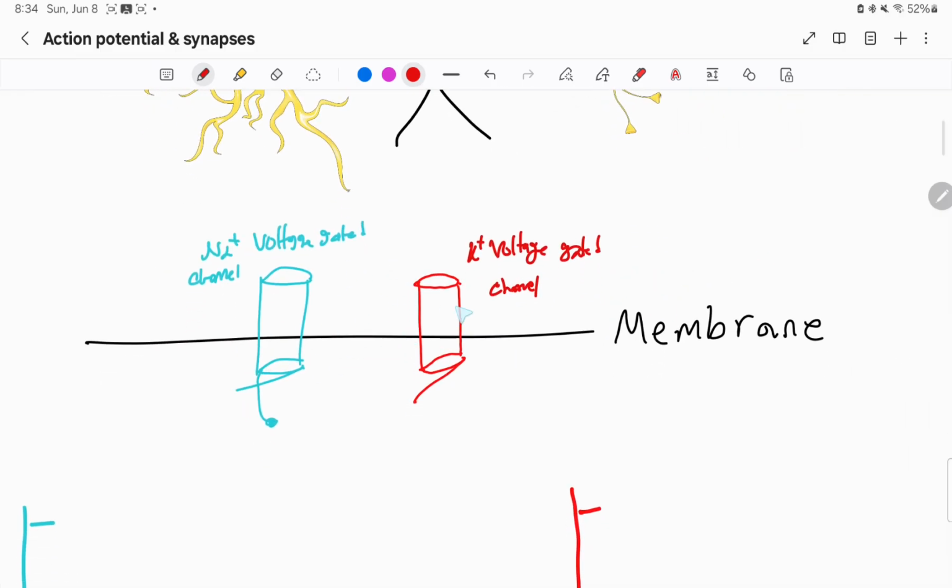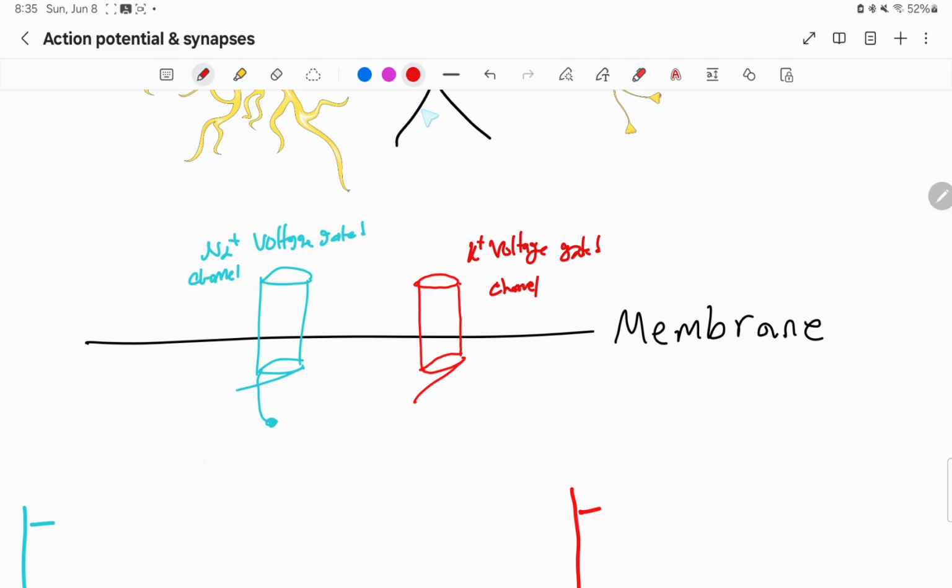The potassium and the sodium voltage-gated channels have distinct shapes. If I imagine that this line here is my membrane, then right here is the extracellular fluid, and this is the intracellular fluid. You will notice that these channels, in their name, have gates. Those gates are voltage dependent. These are the gates, and if you look at them, they're facing the inside of the cell, not the outside.